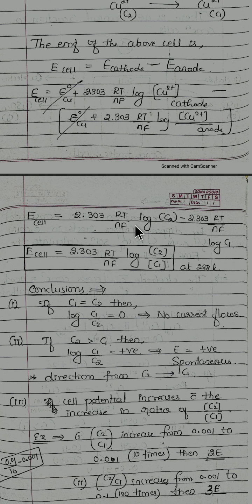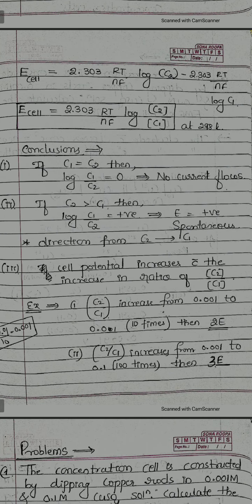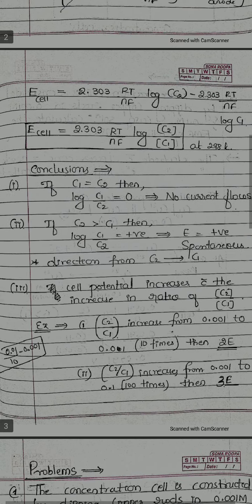From this equation, you understand that the total EMF of the concentration cell depends totally upon the concentrations, whether C1 or C2, that is, the concentration of the solution in which you have dipped the electrodes. So this is the expression for E cell. Now some conclusions you can arrive at from this concentration cell, which we shall see now.